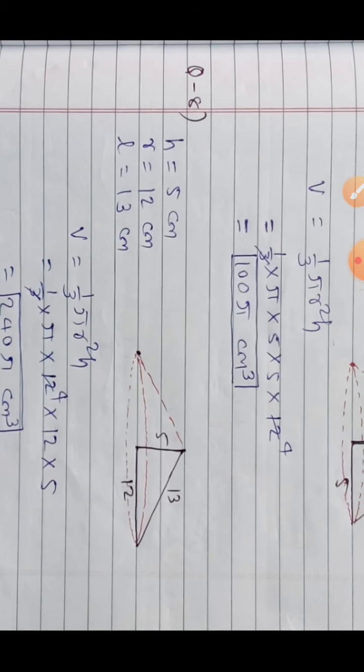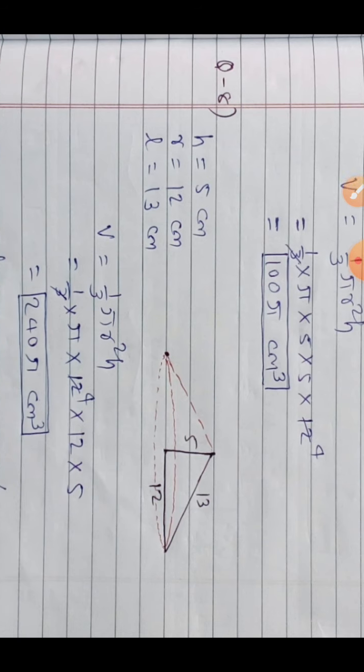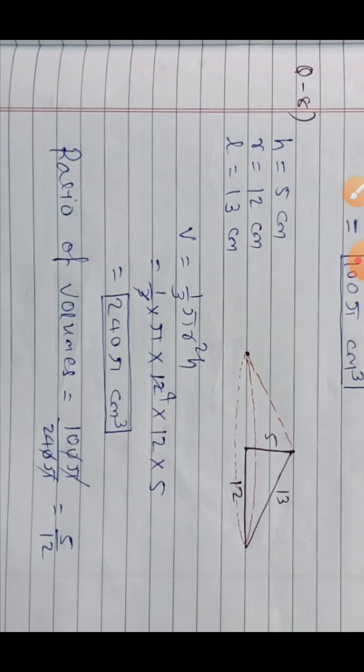You can mark here in the figure, rotated about the 5 centimeter side. So the 5 centimeter becomes the height and the 12 centimeter becomes the radius. 13 is repeating, it is only the slant height. The hypotenuse will always act as the slant height only, it cannot be changed. Same way, I prepared the list, found the volume and then found the ratio of the volumes.